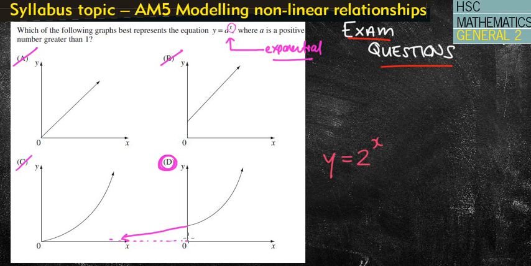So if I put x equals 0 into it, 2 to the power of 0 equals 1. If I put 1, 2 to the power of 1 is 2. 2 to the power of 2 is 4. 2 to the power of 3 is 8. Okay, and you can see it's starting to go steeper all the time. That's why D is going to be my answer.